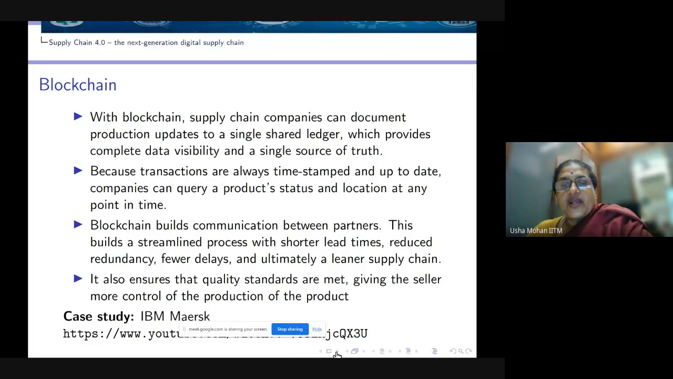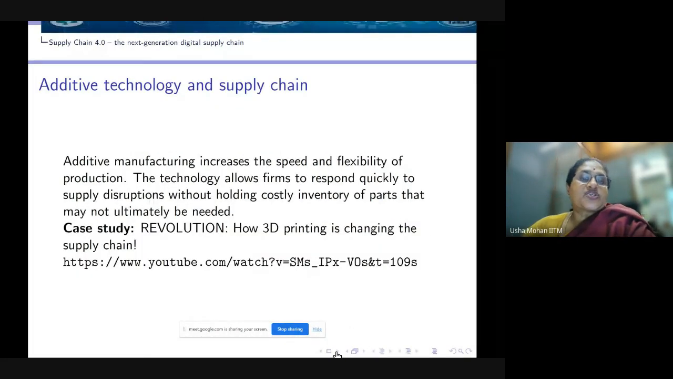Okay. Now the next case study is what is called additive technology. Additive technology is also referred to as 3D technology. Now, any idea as to how 3D printing is changing the supply chain? And why do we think that this technology is important from a supply chain perspective?